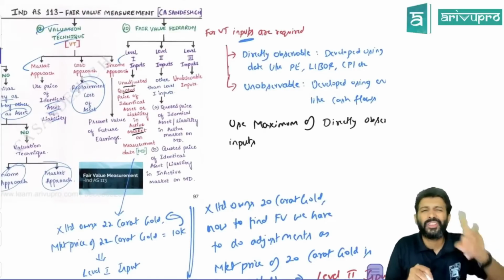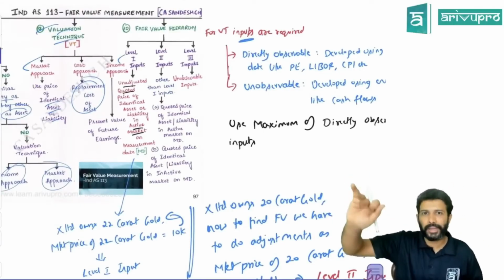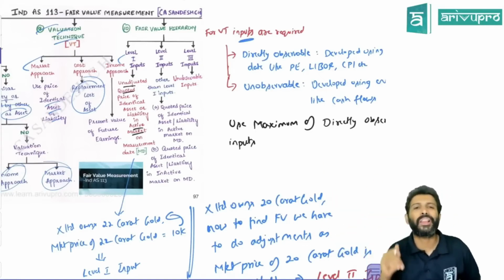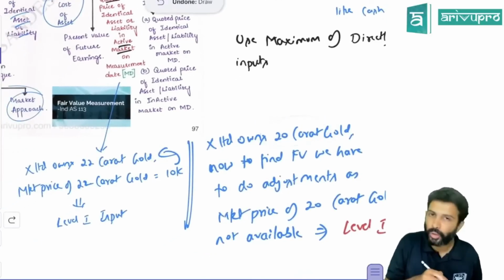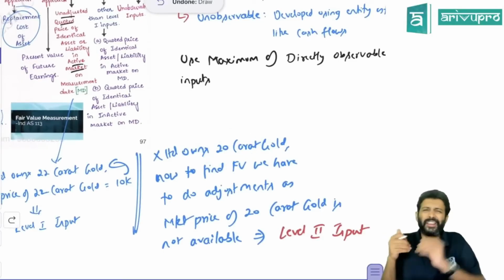So what about level 2? Sir, if you are doing any adjustments, then it becomes a level 2 input. We are taking some data, and we can't take it as it is. If we take the data and do some adjustments, we call that a level 2 input. Like here, suppose the company owns 20 karat gold. They don't own 22 karat gold, they own 20 karat gold. Obviously the karat is a purity level.